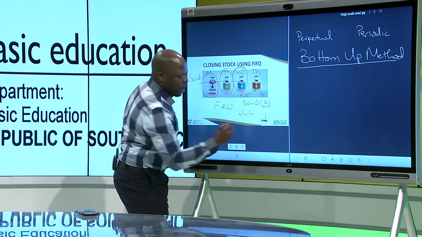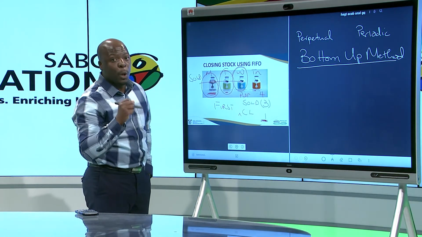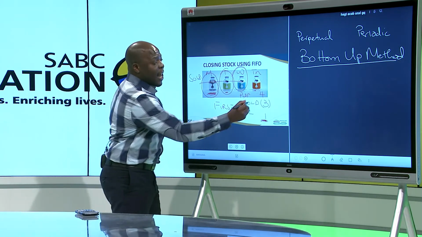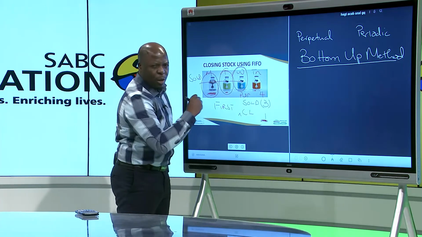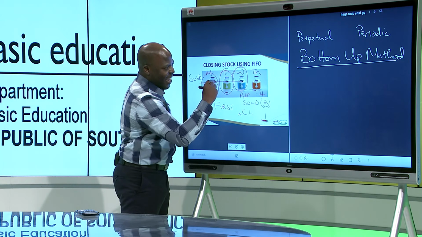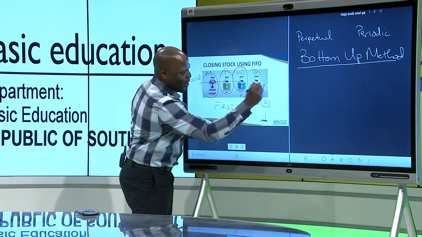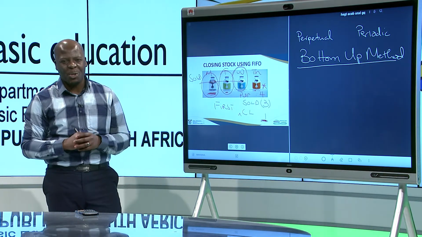1. And then remember, we are going to apply our bottom-up method. It simply means the last one becomes our closing stock. Which one was the last one? The one we bought on Thursday. And which one did we buy on Thursday? The orange one. So the value of our closing stock becomes the orange one.